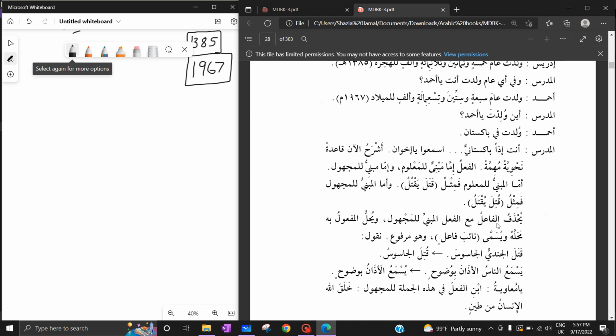Yuhfazu means to delete or to remove. Yuhfazu al-fa'ilu ma al-fail al-mabniu lil majhul. Wa yuhallu means you delete the file with the mabni lil majhul. Okay, you delete the file means you will change the fail and delete the file in mabni lil majhul. Wa yuhallu, yuhallu means you change.